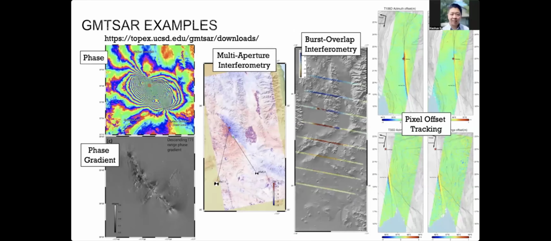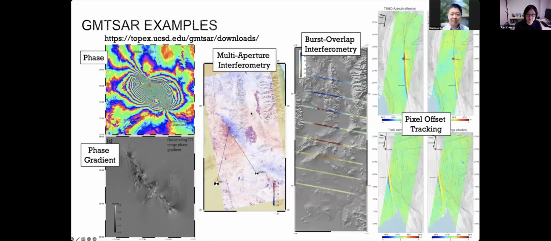And here are some of the example products you can get with the GMTSAR software, such as radar phase. This is the interferogram of the Ridgecrest earthquakes in 2019. And you can also calculate phase gradient using the GMTSAR software. You only need to turn it on in the config file. You could also do MAI processing. This is again for the Ridgecrest events using ALOS2 ScanSAR data. You can see some of the ionosphere perturbations in these results.